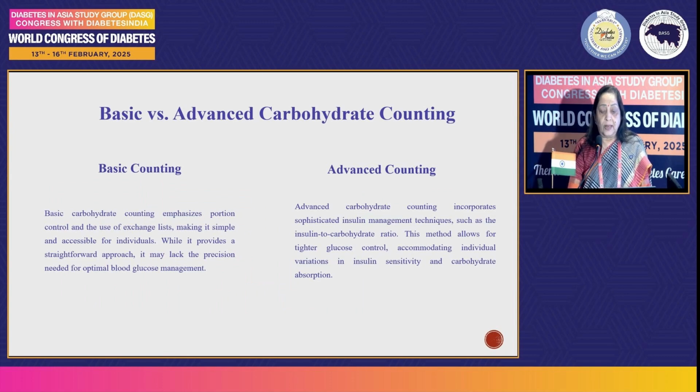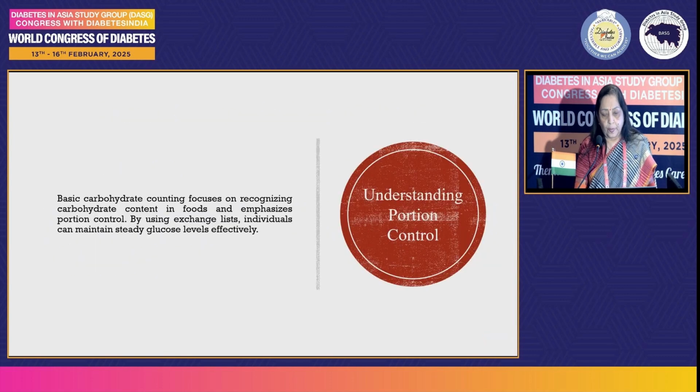Counting and emphasis on the portion control and use of the exchange list make it simple and accessible for individuals. And advanced carbohydrate counting incorporates sophisticated insulin management techniques such as the insulin to carbohydrate ratio. That method allows tighter glucose control and accommodates individual variation in insulin sensitivity.